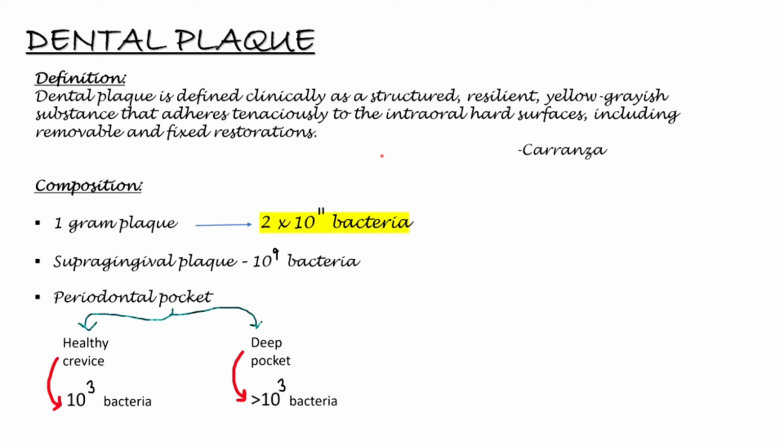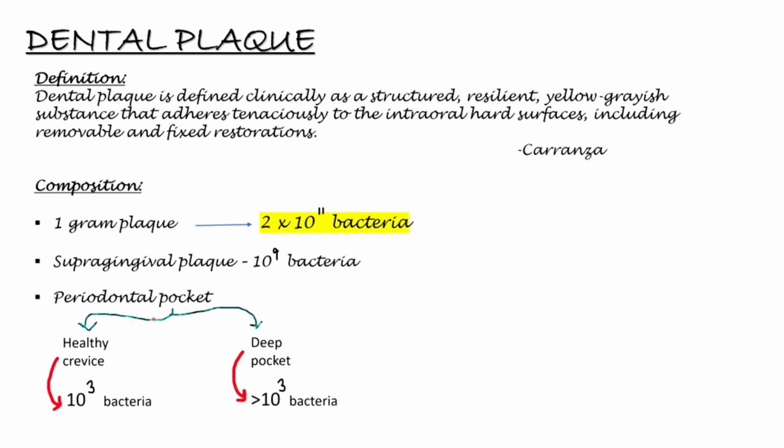Extremely important. The dental plaque can come as a long answer question or short answer question. Let's see the composition of dental plaque. 1 gram of plaque contains 2 into 10 power 11 bacteria. See how huge the bacteria number is. The supragingival plaque alone contains 10 power 9 bacteria.